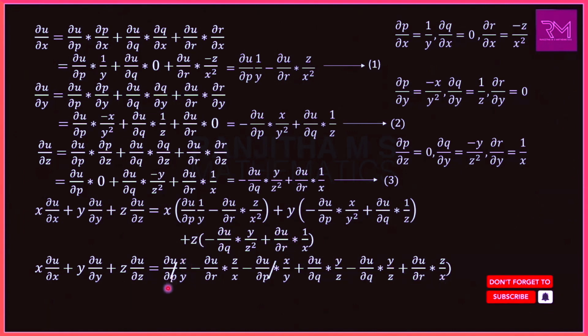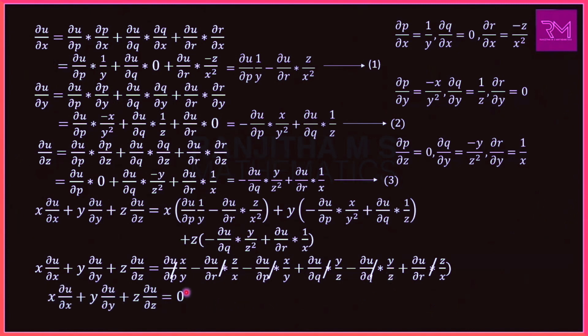Now plus del u by del p into x by y minus del u by del p into x by y gets cancelled. Plus del u by del r into z by x and minus del u by del r into z by x gets cancelled. And plus del u by del q into y by z and minus del u by del q into y by z gets cancelled. Hence, in the RHS of the equation, we get the value as 0.